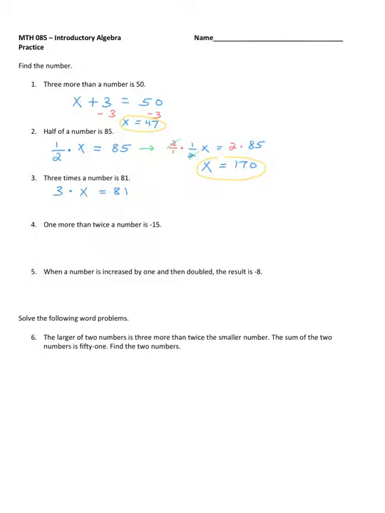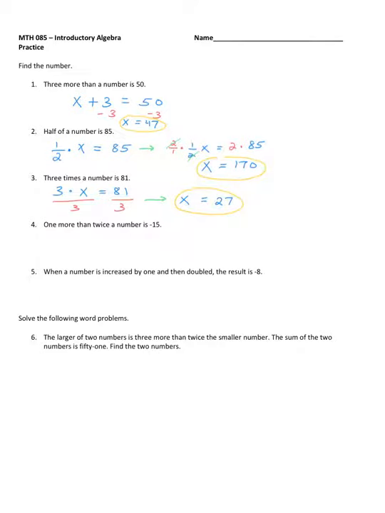This equation is pretty simple to solve. All we have to do is divide both sides of the equation by 3. In doing so, on the left, 3x over 3 simplifies to just x, and then 81 divided by 3 is 27. And that would be the solution to this equation.